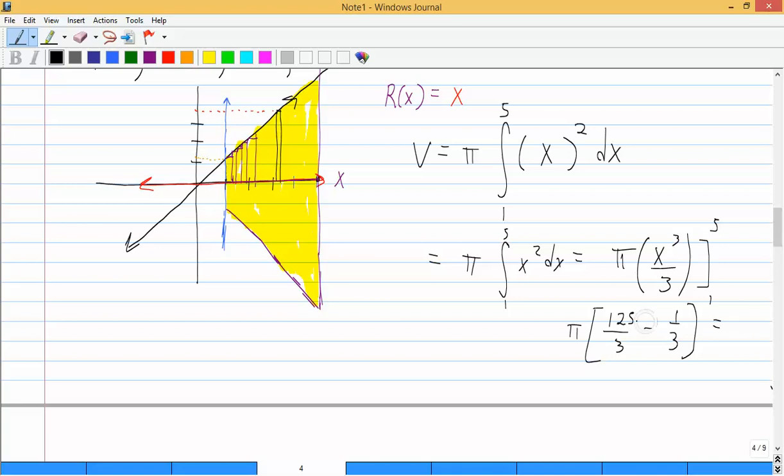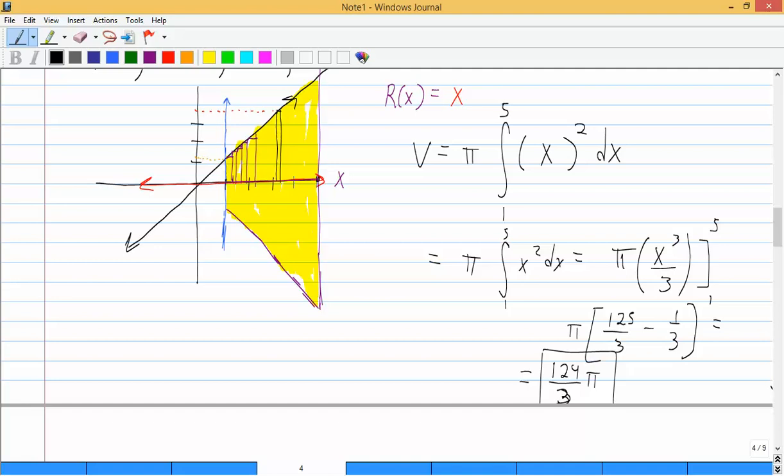Pi times 124 over 3. So 124 over 3 times pi. We don't want decimals here. We don't want rounding here. We want to leave answers exact. So this is the volume. 124 over 3 times pi.